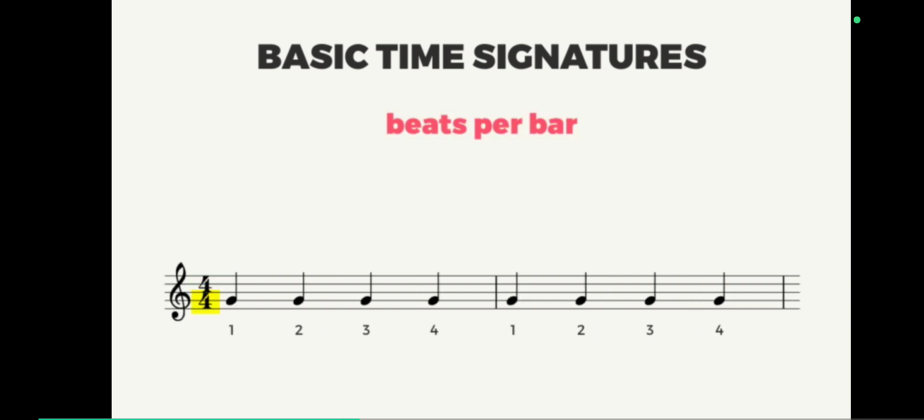Now, the bottom number tells you about the length of each beat. In this case, the 4 on the bottom tells you that each beat lasts for a quarter note. You'll sometimes see other numbers on the bottom as well, but those are a bit trickier, so we'll cover them later.